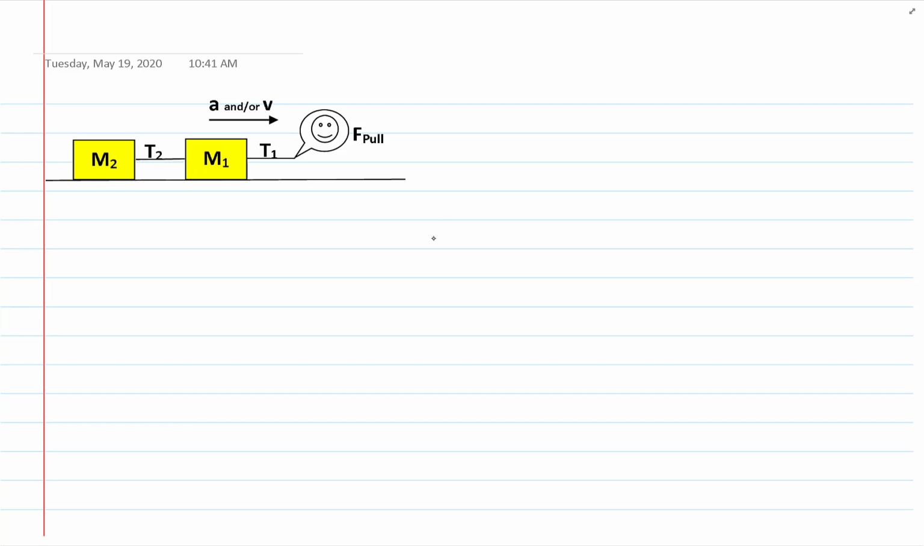So let's take a look at how to do a question like this. It's not hard. In fact, some people probably already know what to start working on. But let's put some numbers down here. The pull force here is 50 newtons. This mass we'll make 2 kilograms, and this mass here we'll make 8 kilograms.